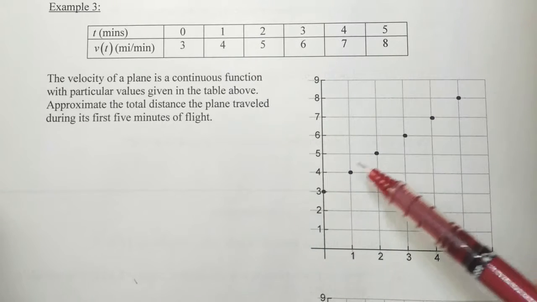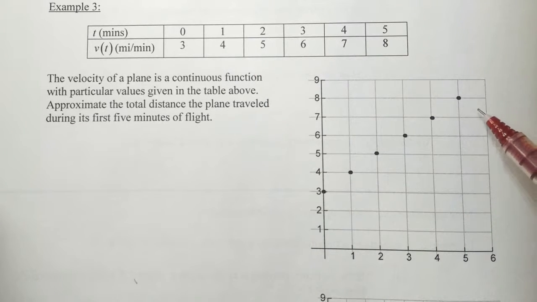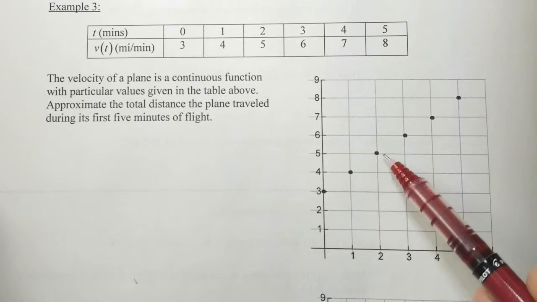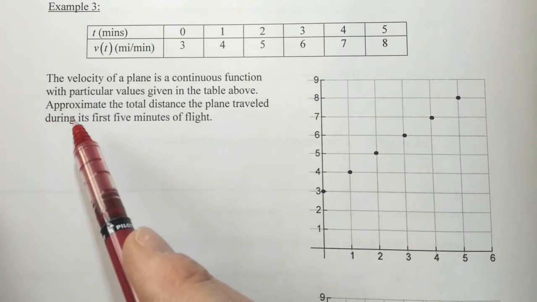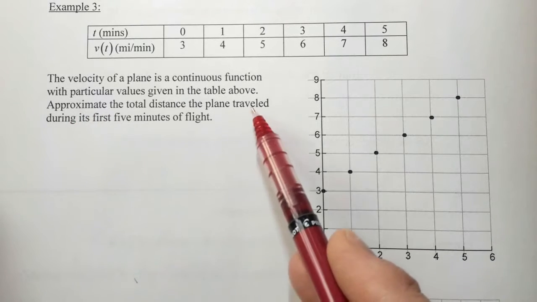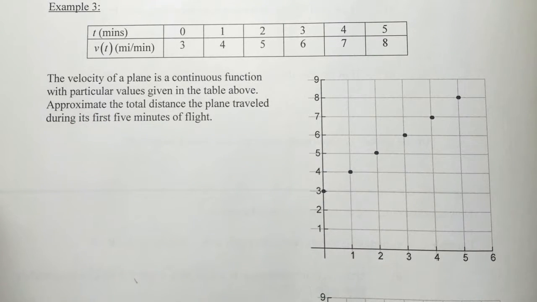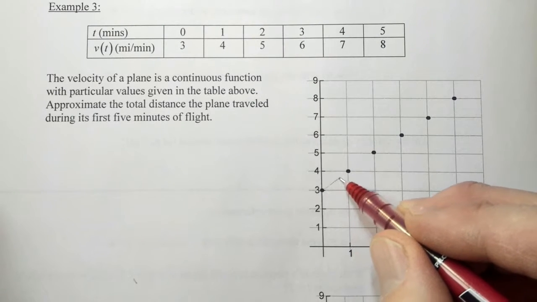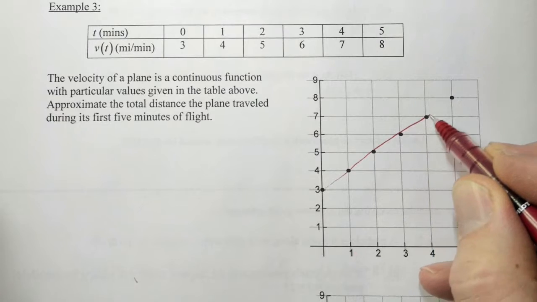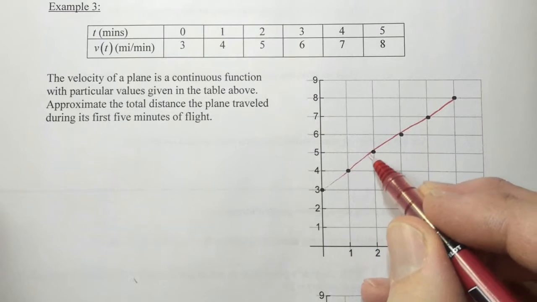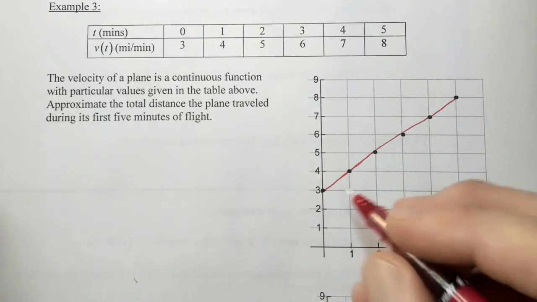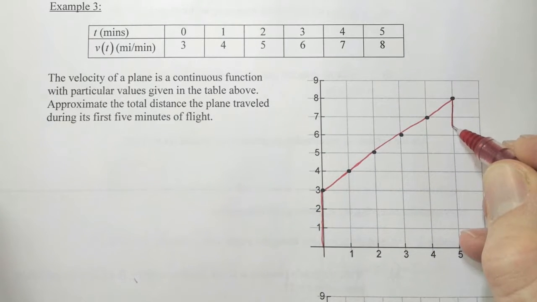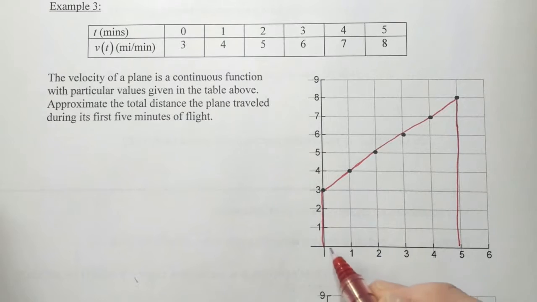So we actually have a picture of what's going on here. So we don't have the entire function. We know that it's continuous, and we know that the function goes through those points, and we're looking to approximate the total distance which the plane traveled during its first 5 minutes of flight. Well, the data seems to point to the idea of a linear increase, like so, and if we were to drop the verticals, we can see that we're looking at the shape of a trapezoid.